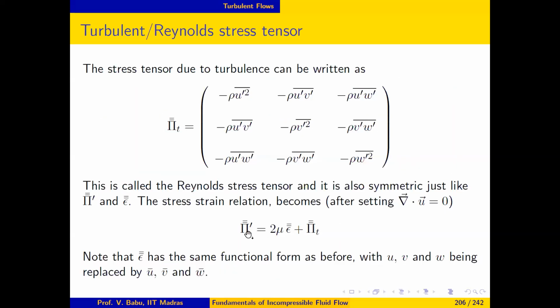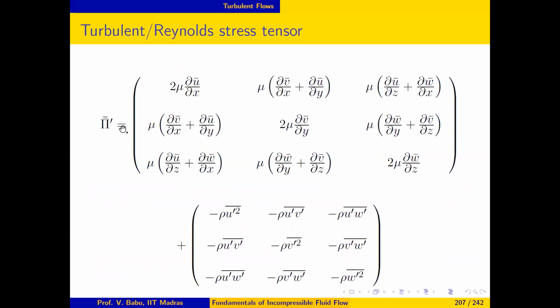So, which means that we can write the deviatoric part of the stress tensor like this. Notice that this is the same as the deviatoric part that we wrote down earlier, with the u being replaced by u bar and so on. And this is the Reynolds stress tensor.